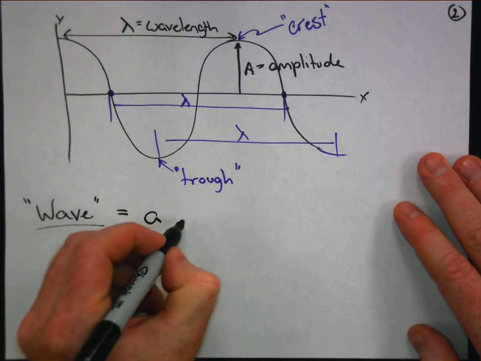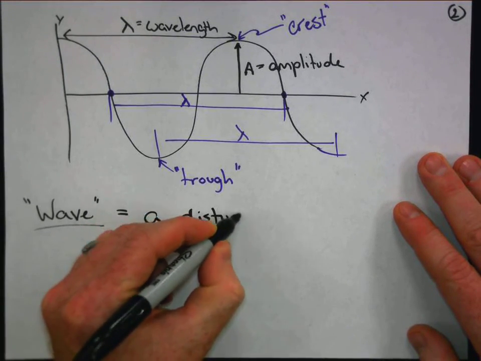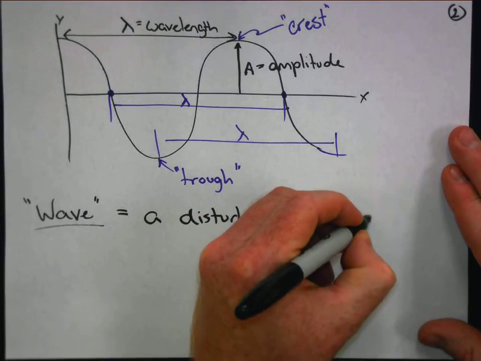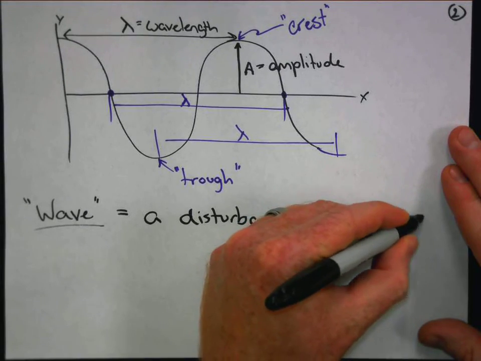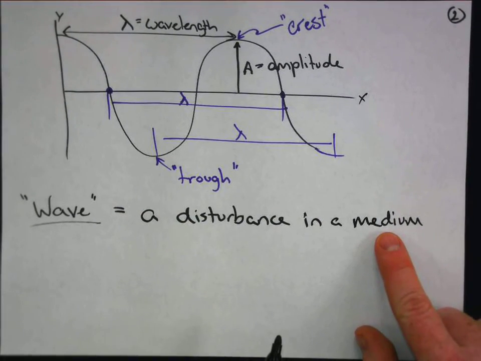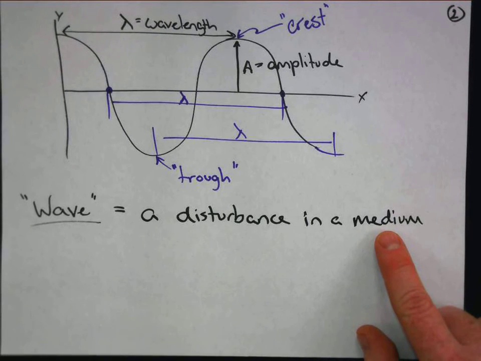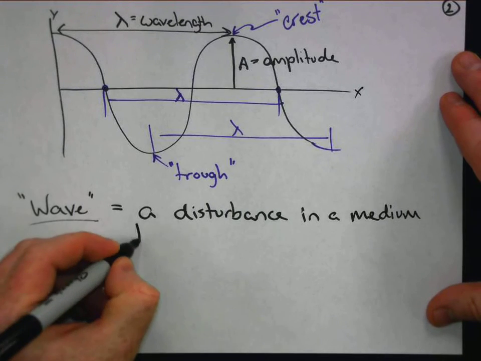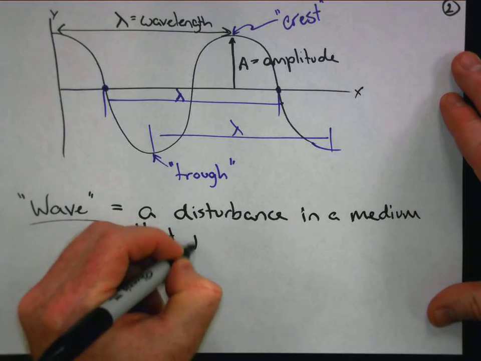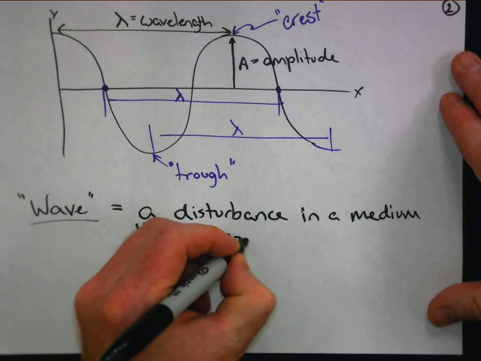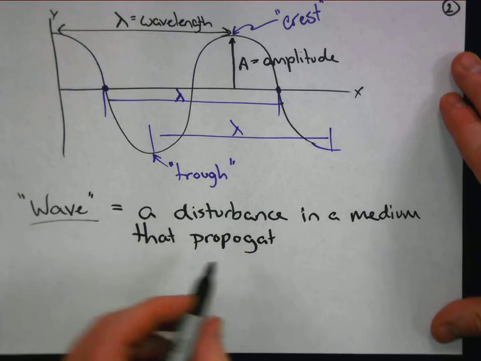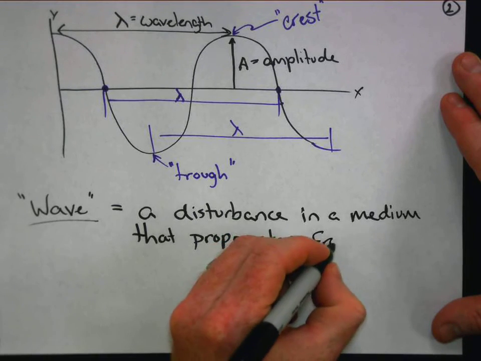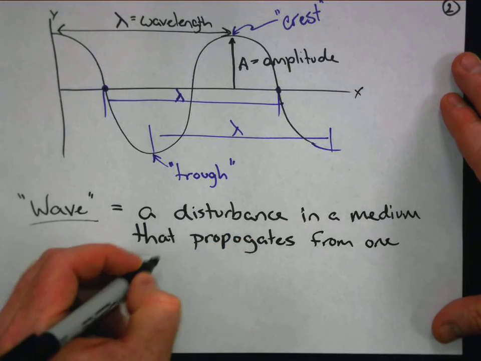It's a disturbance in the medium. Now, when we say medium, it just means whatever the stuff is that the wave is traveling through, right? So a disturbance in the medium that propagates from one place to another. Propagates is just a fancy word for goes somewhere, from one place to another.